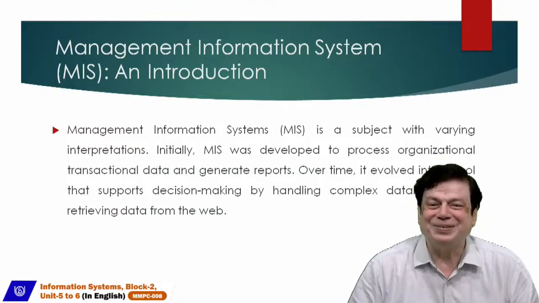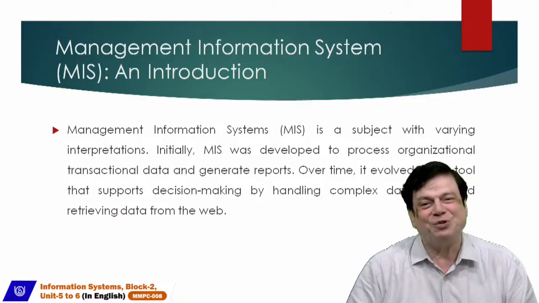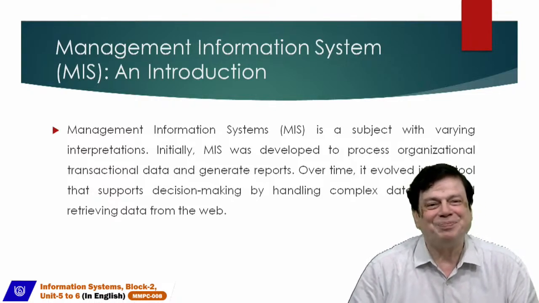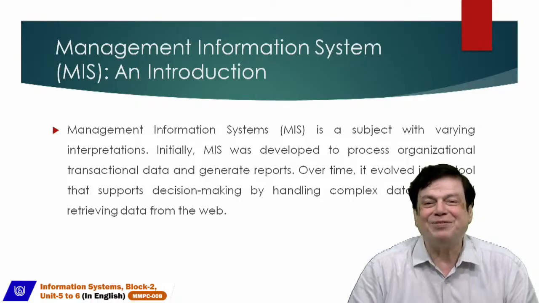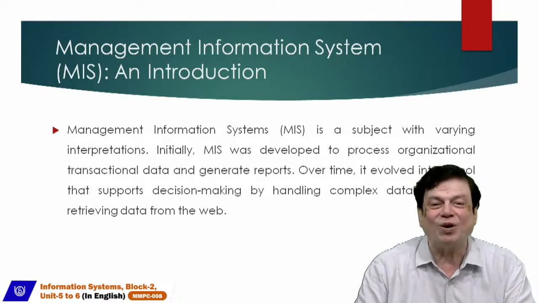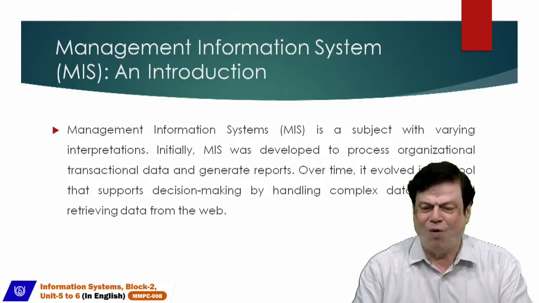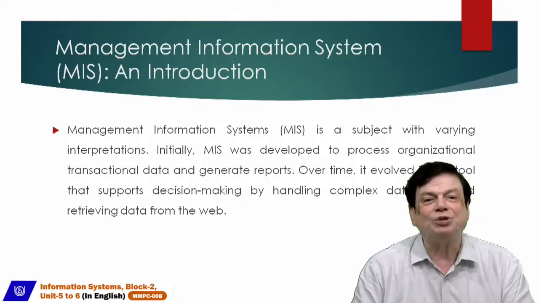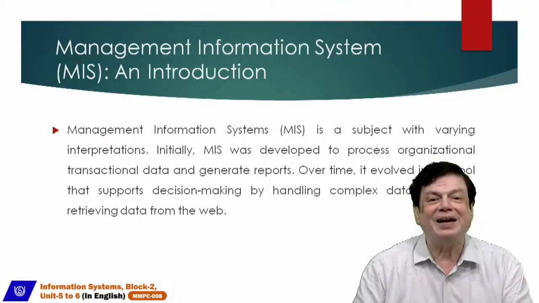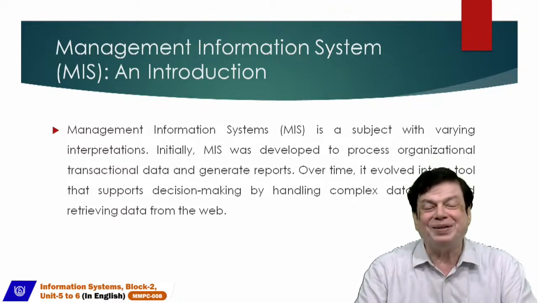Business the branch did yesterday, and what is to be done in future. That is how he comes to know everything from this data. Management information system is a subject with varying interpretations. Initially, MIS was developed to process organizational transactional data and generate reports. Over time, it evolved into a tool that supports decision making by handling complex databases and retrieving data from the web. Now it also helps management to take decisions.